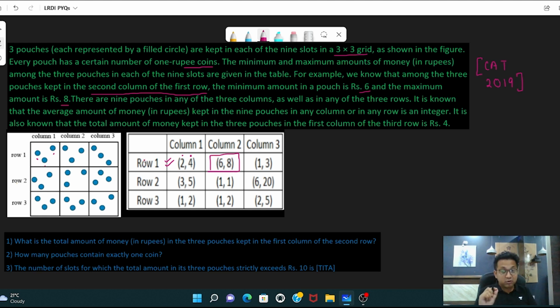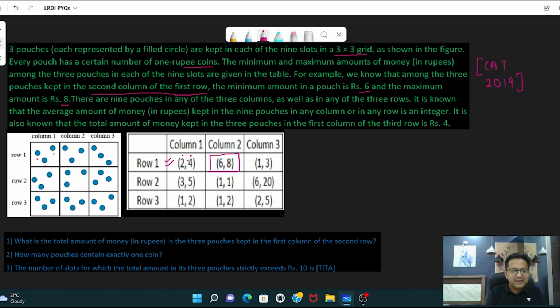So, remember there are 3 pouches, but we have been given the number of only 2 of these. And they say that the numbers given in the cell represent the minimum and the maximum. So can I say the third pouch, which is unknown in each of the cells, will have a number which will range between the min and the max? Correct? Okay. There are 9 pouches in any of the 3 columns as well as any of the 3 rows.